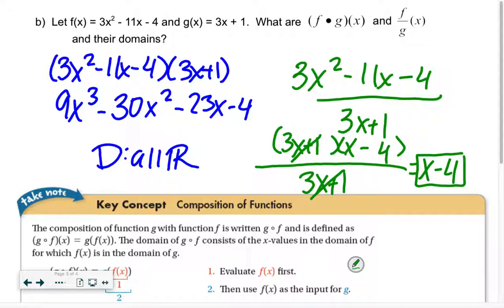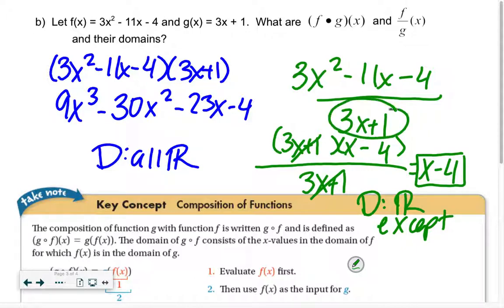What's my domain? Except. So I have all reals except I care about my denominator. Is x minus 4 my denominator? No, my denominator is back here. Here. How do I figure out what my except is if I have my denominator? Plug it in. Yeah. Set it equal to 0, what it can't equal.